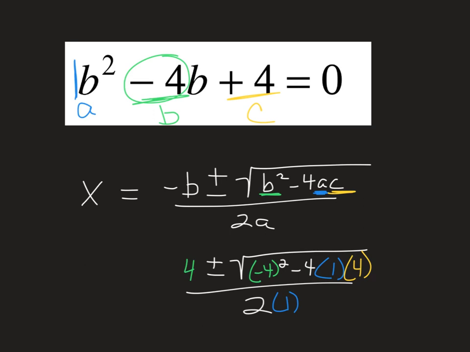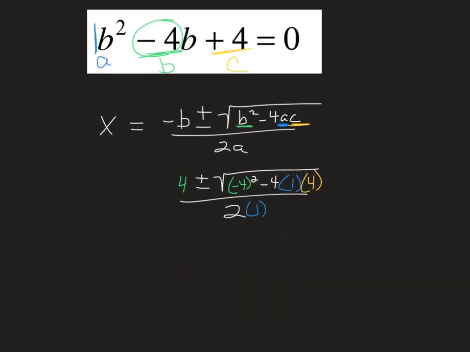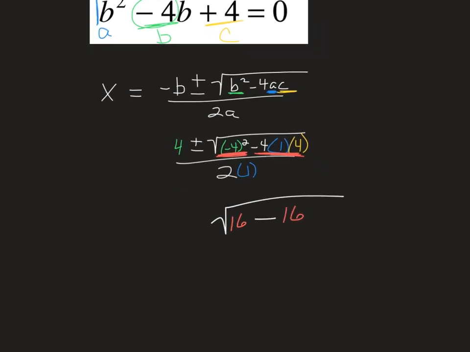Now I'm going to clean up all the stuff that's underneath the square root symbol. So now I'm going to rewrite negative 4 times negative 4 is going to be a positive 16. 4 times 1 times 4 is going to be minus 16. And you notice something kind of funny happens here, right? You've got 16 minus 16, which is going to be 0, of course. And 0 times 0 is 0, which means the square root of 0 is going to be 0.